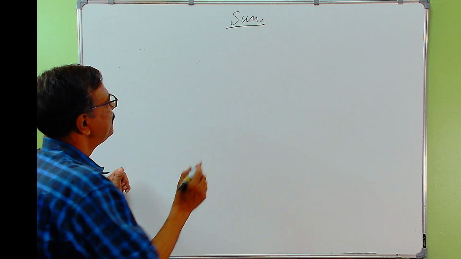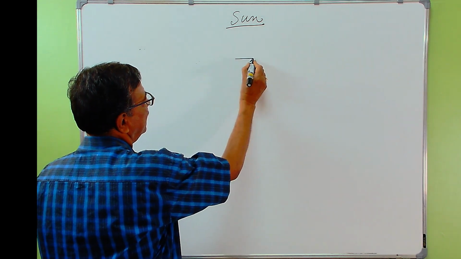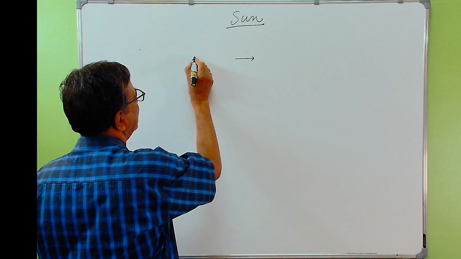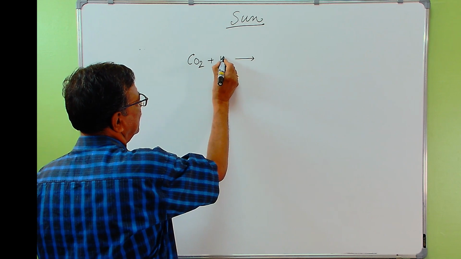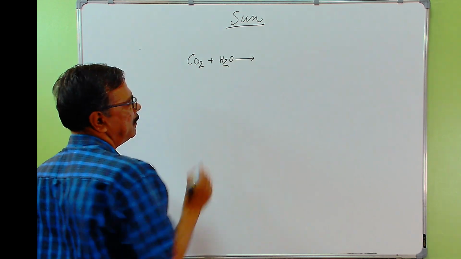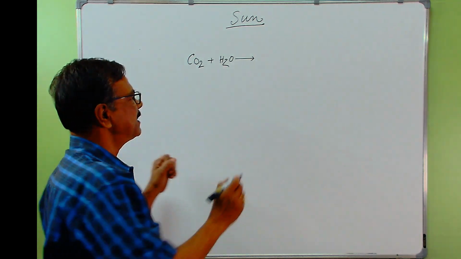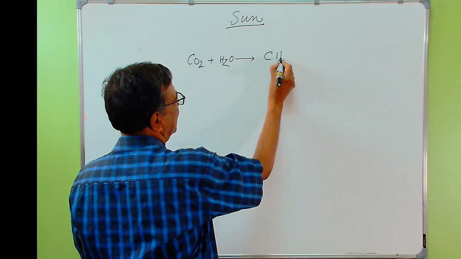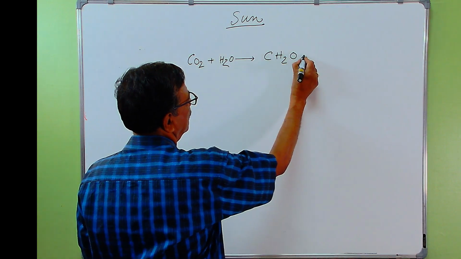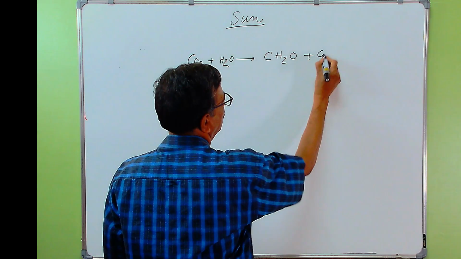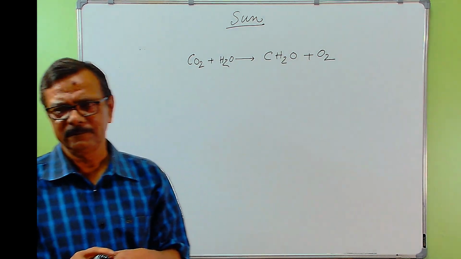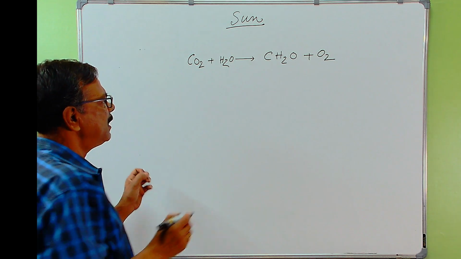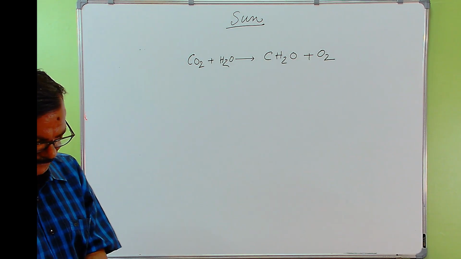For a long time, it was seen that CO2 plus H2O produces the organic matter CH2O plus O2. Previously it was believed. How? Because this, you may be puzzled with this.